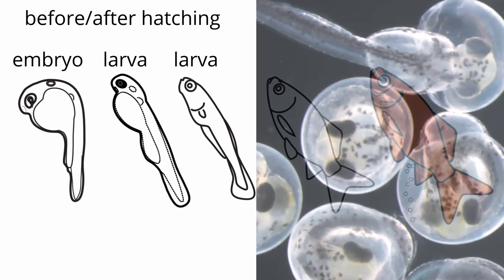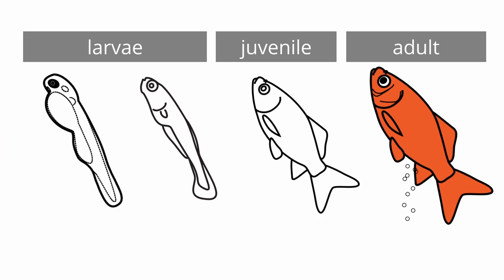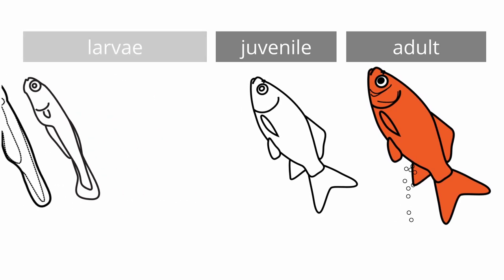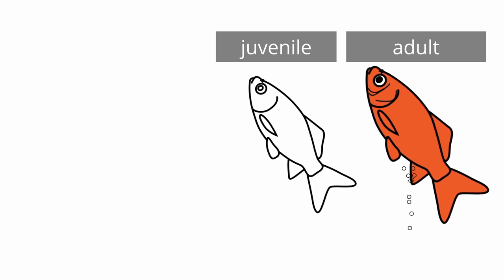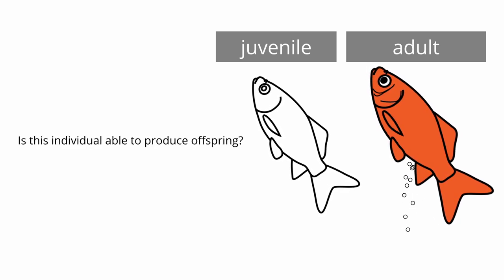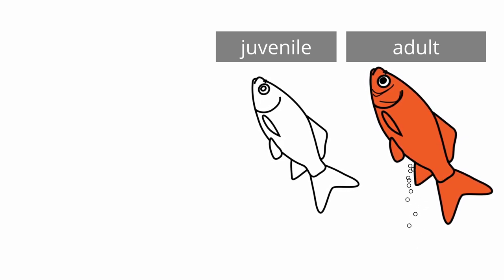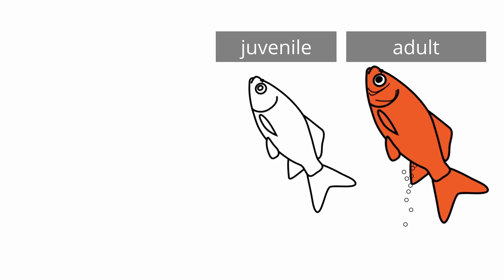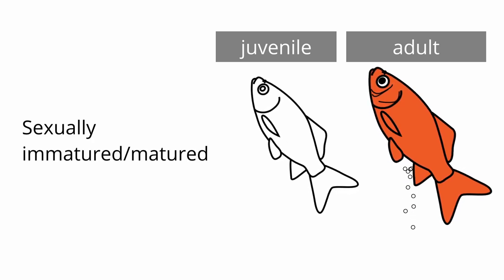Then, what distinguishes between larvae, juveniles, and adults? The difference between adults and juveniles can be easily defined. This is because if we define an individual that can produce the next generation as an adult fish, the story becomes very simple. In other words, a goldfish is classified as a juvenile if it possesses the same organs as an adult but has not yet reached sexual maturation.